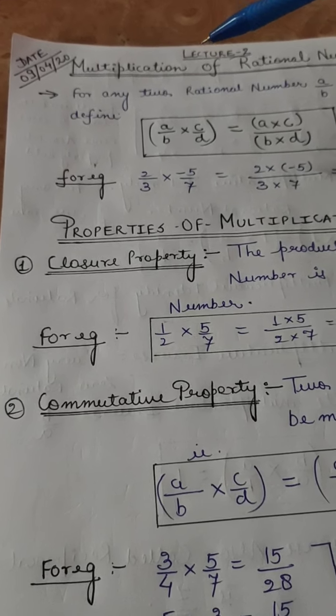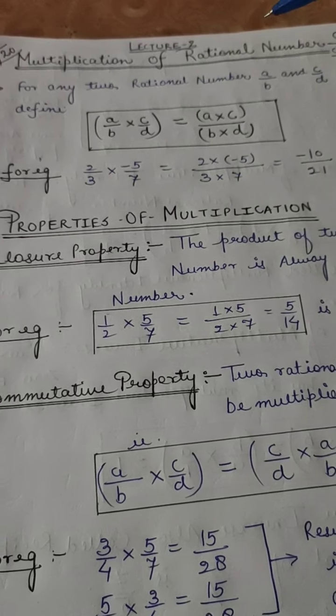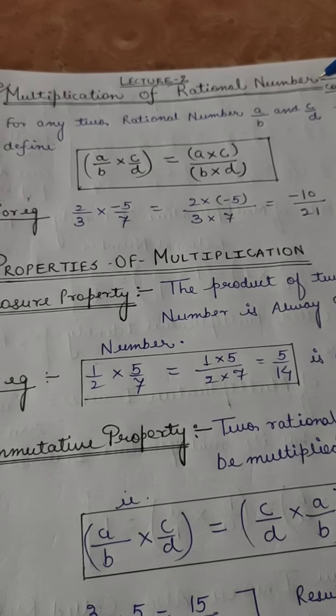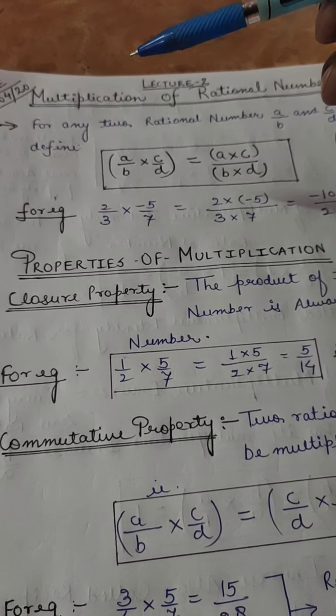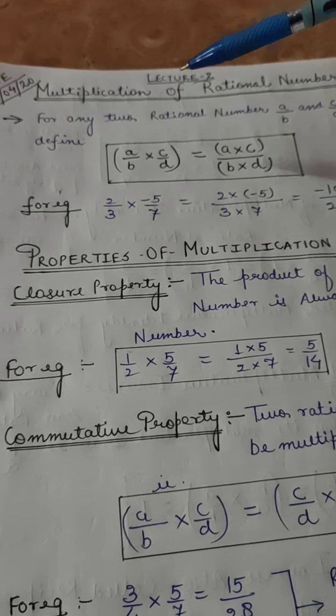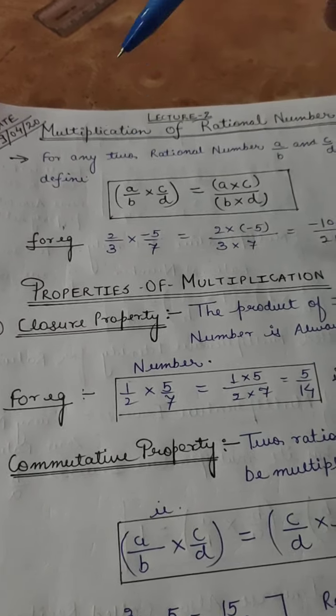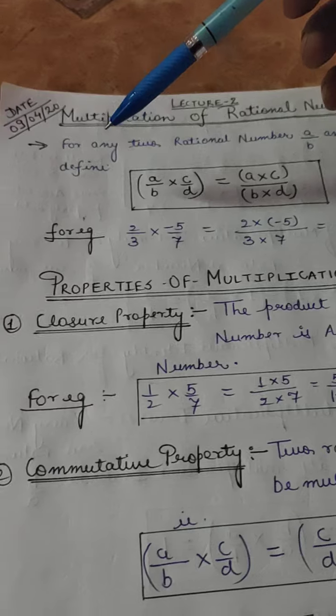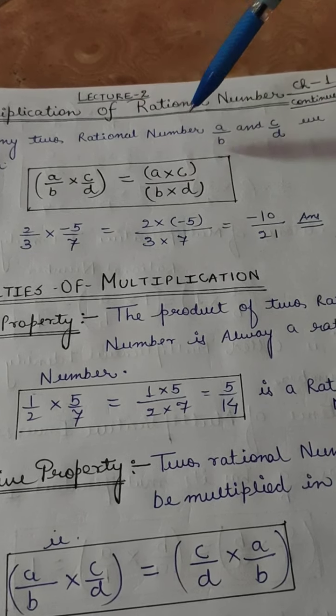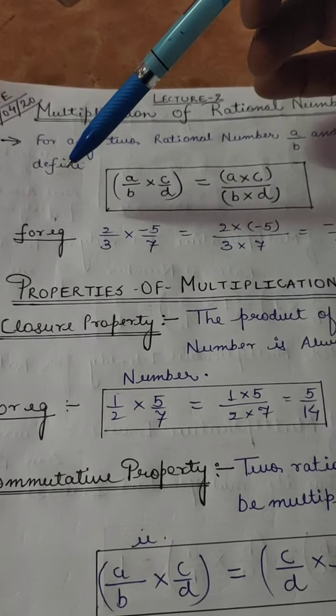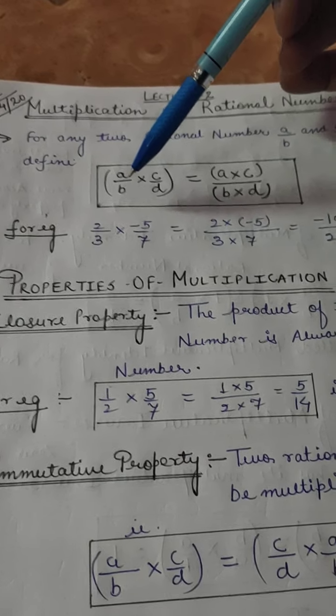Students, let's start our new topic, that is multiplication of rational numbers. Already we have covered addition and subtraction of rational numbers. So in the present topic we will see how to multiply two given rational numbers. For any two rational numbers a by b and c by d, we have to perform multiplication like this.